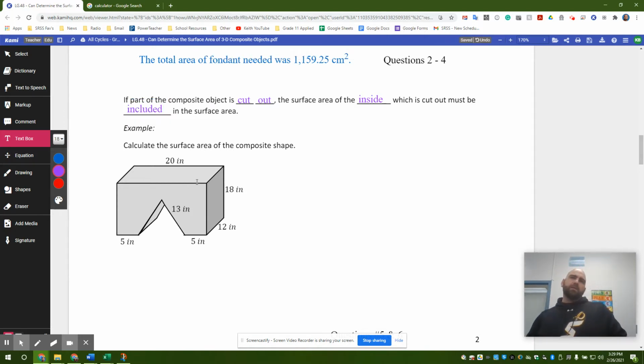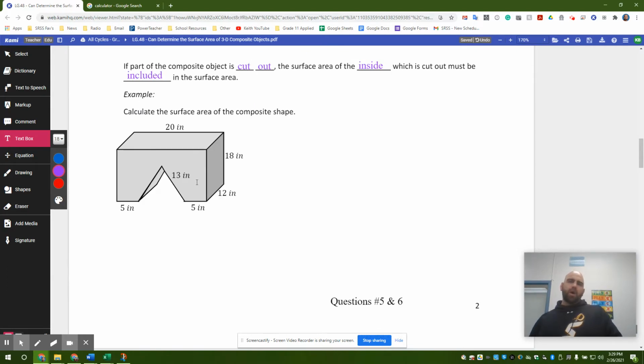So if we look at it, one of the very common ways of doing this is having a cylinder drilled out of a block, or having a tunnel going through. In this case, I've done a triangular prism, which is cut out of this rectangular prism. Now, to find the surface area of this, we need to determine the surface area of the outside as well as that inside that's been cut out. But we need to subtract the outside, which is unseen, and add the inside, which is cut out.